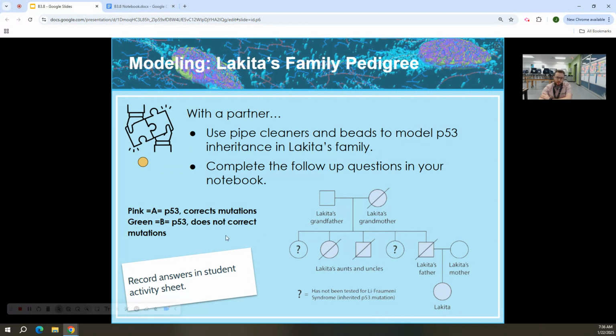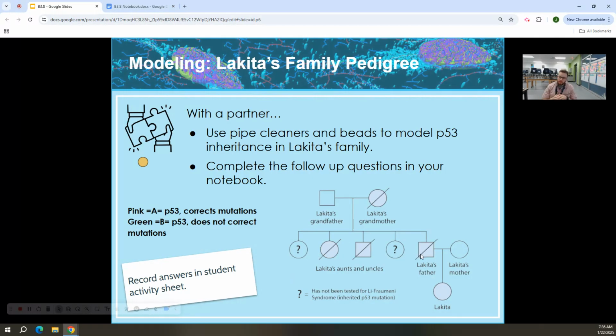If you want to do she has 2 green, or if you want to do she has a pink and a green, I'm okay with either. That is up to you. And then after that, each parent passes one of their 2 chromosomes to their offspring to make their offspring's chromosomes.